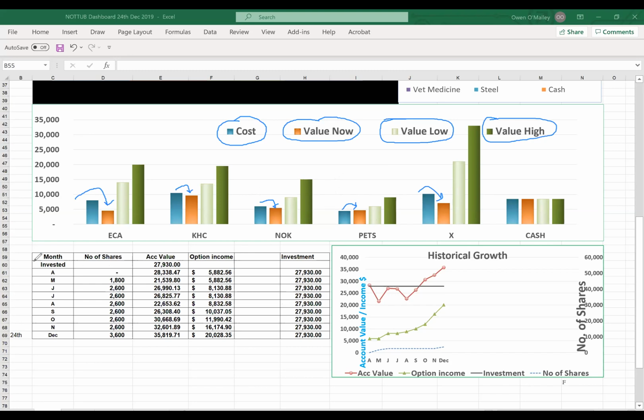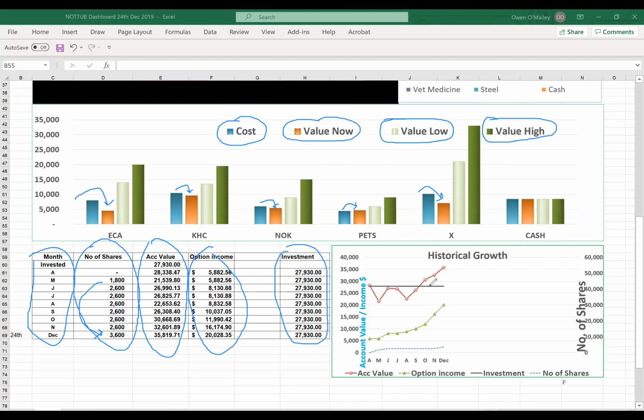This graph down here shows you the various months from April through to December. It shows you the number of shares that have been accumulated, starting with 1,800 and accumulating. The number of shares have doubled from 1,800 to 3,600, which is an important figure, because all we do is focus on 2 things: the accumulation of assets, which is the accumulation of shares, and the generation of income. And so you can see the account value growing over time. You can see the option income growing over time, accumulating. And you can see the investment has stayed the same, once-off investment back in April 2019.